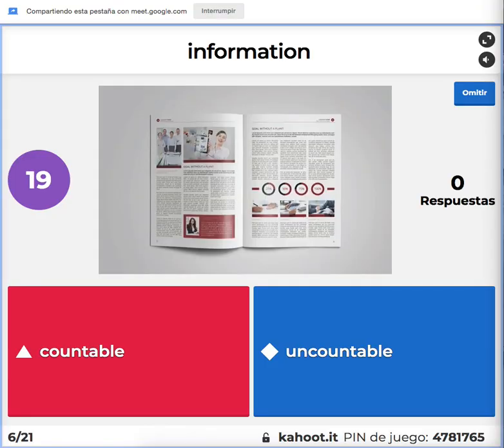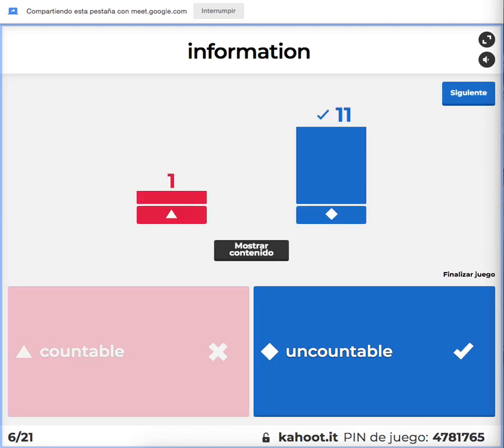Information, guys. Think about information, general concepts. Okay, very good in this case, guys. Information is uncountable. It is not possible to count the information, okay? It is not possible to count information. Let's continue.